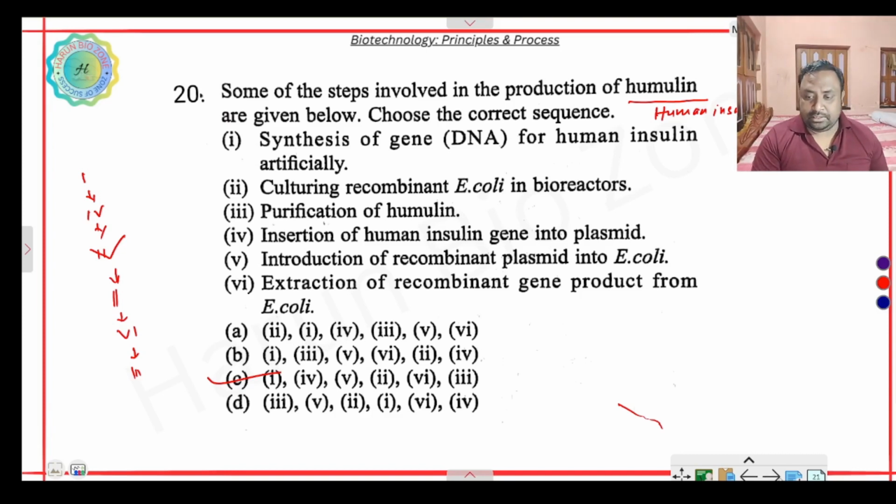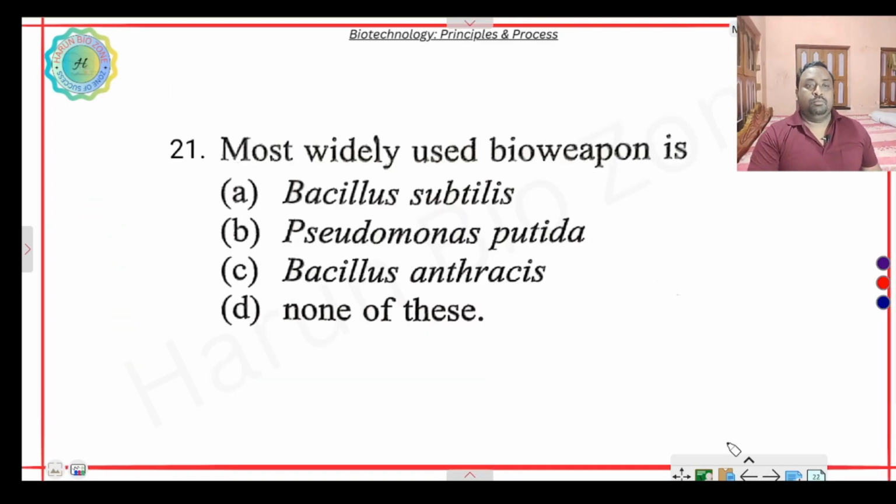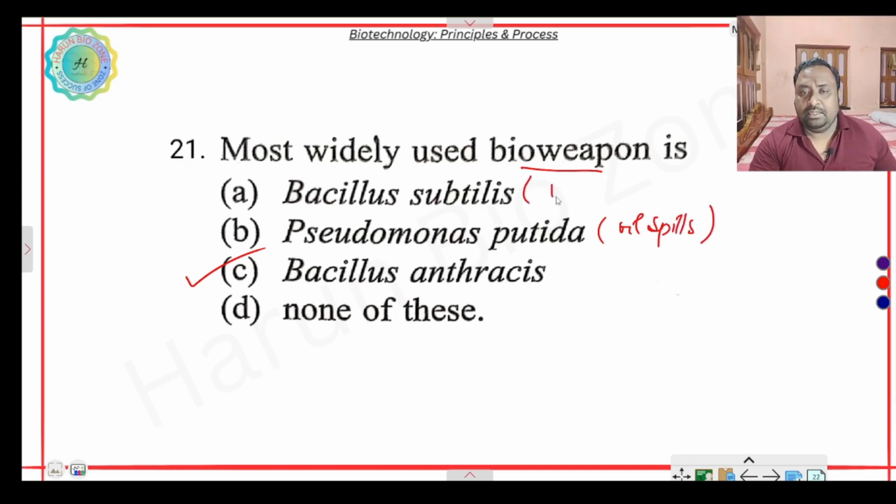Next question is, most widely used bioweapons. Bioweapons means the bacillus used as a weapon for killing human beings. Here Bacillus anthracis is used in food to kill human beings. Pseudomonas putida, this is an oil spill bacterium, and Bacillus subtilis is used as a probiotic.